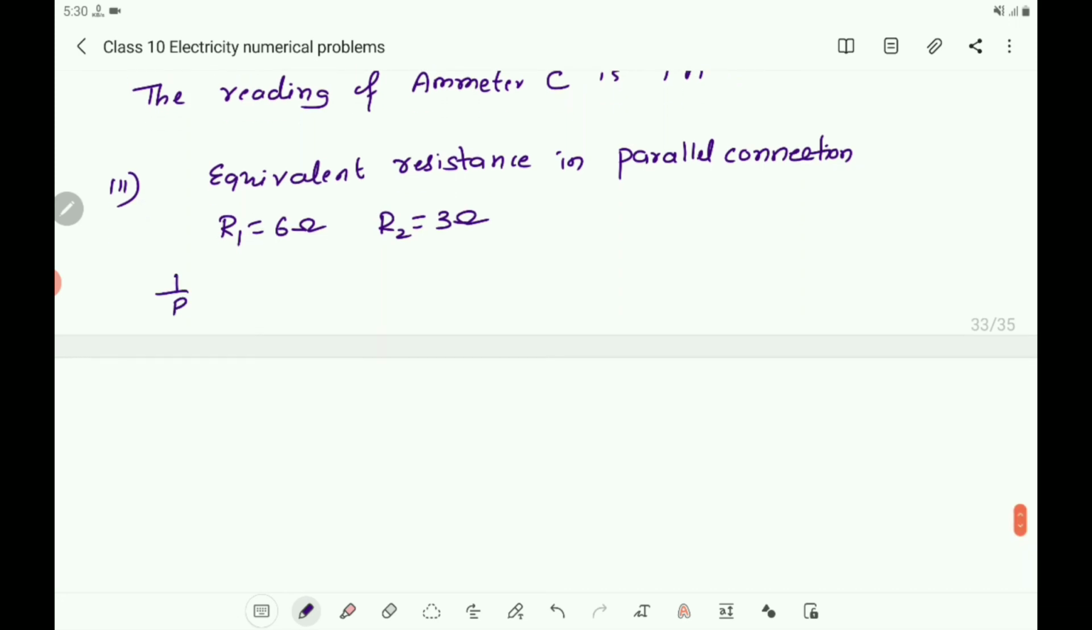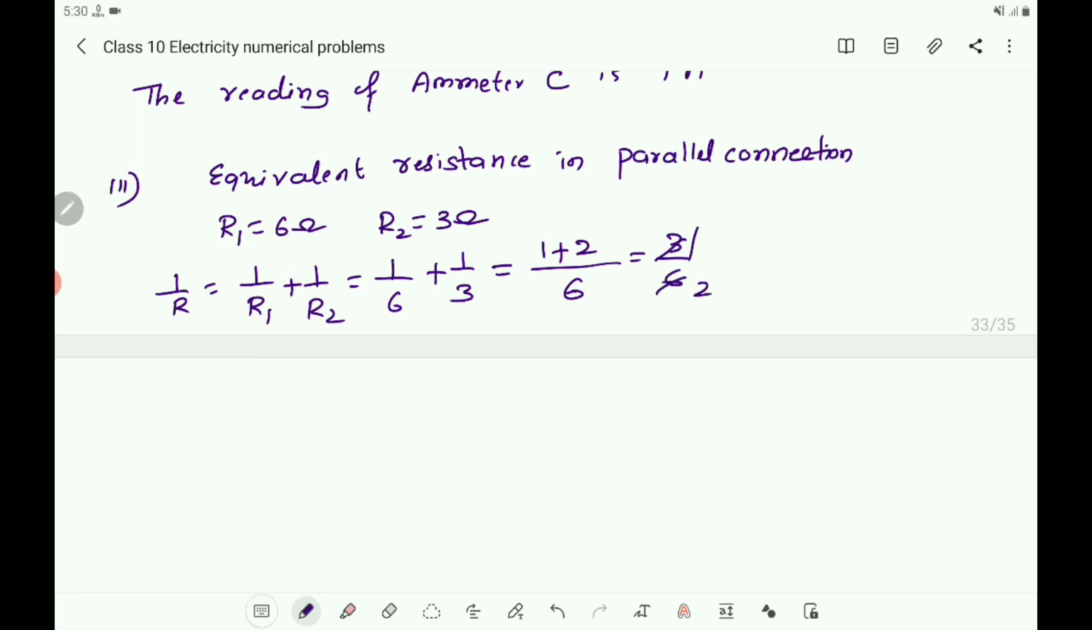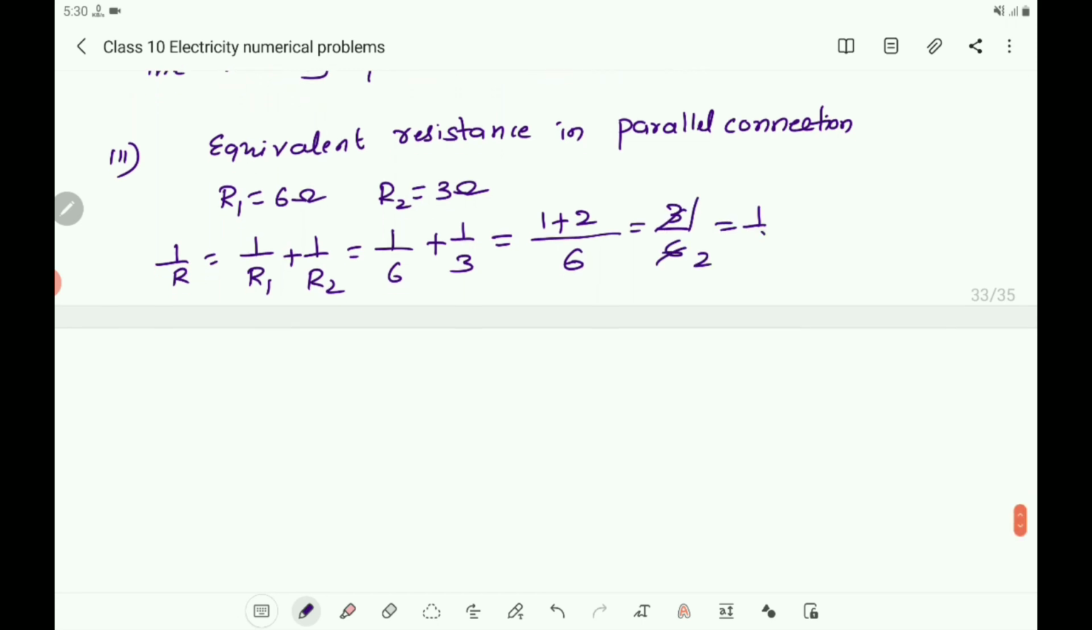Then 1 by R equals 1 by R1 plus 1 by R2, that equals 1 by 6 plus 1 by 3. So what is the LCM here? LCM is 6. 6 ones are 1, 3 twos are 2. 3 by 6, that you will get 1 by 2. So therefore R equals what? 2 ohms.